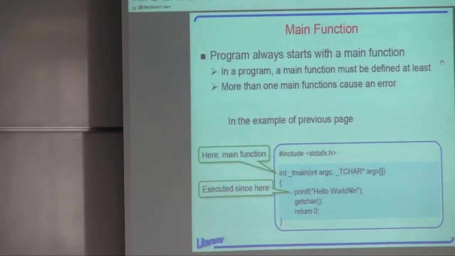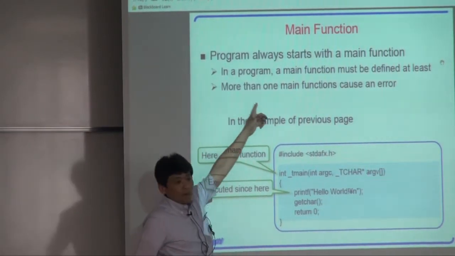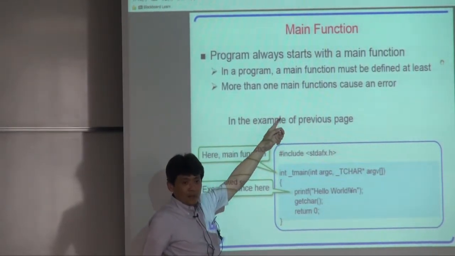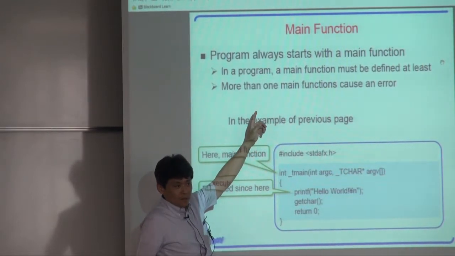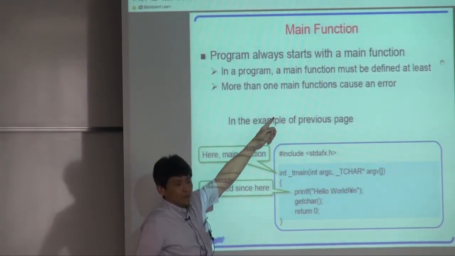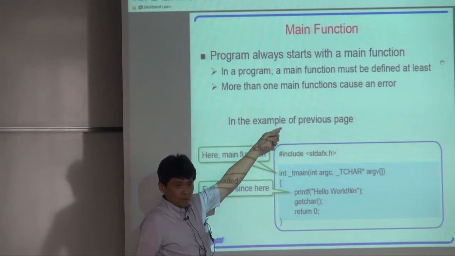As shown here, if there is more than one main function, the compiler reports errors.